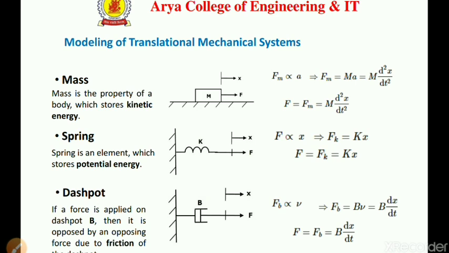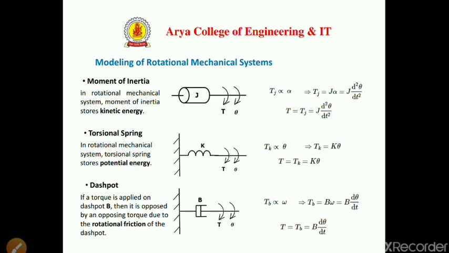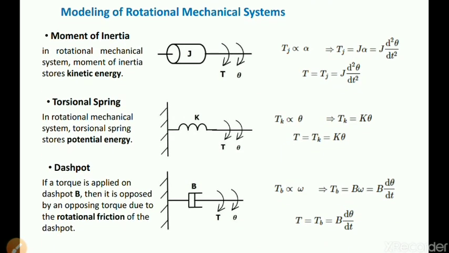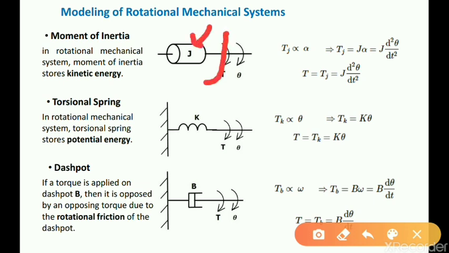Now we have a rotational mechanical system. In this also we have three basic elements. First one is moment of inertia, where in the translational mechanical system we have mass, but in the rotational we have moment of inertia. The same thing is, both store the kinetic energy. So we have moment of inertia J, we have applied torque T in place of force because it is an angular force, and we have a displacement of theta, that is angular displacement.